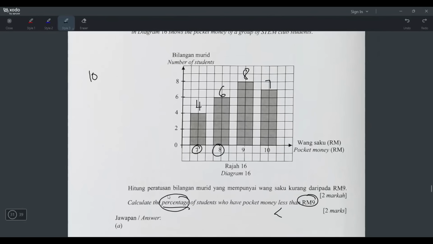Tapi dia mau percentage. So how to convert to percentage? You have to over with the total and then times 100. Yeah, 10 students is the pocket money less than 9. So you have to bahagi dengan jumlah and then times 100. Okay, the jumlah will be 4 plus 6 plus 8 plus 7. So 25 lah. So you tekan this, you will get 40%. So that's the answer.